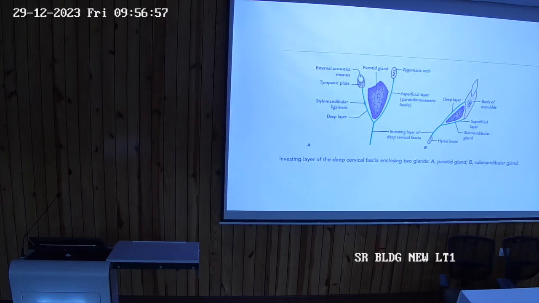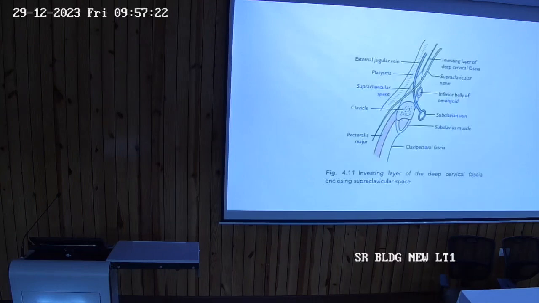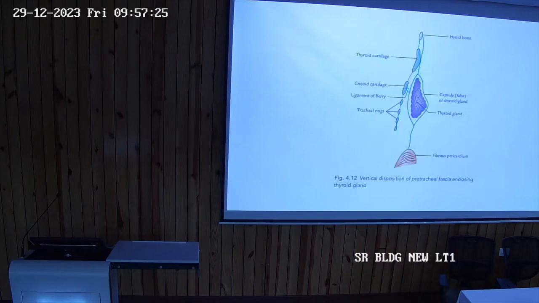When we go down, it splits to enclose two spaces: suprasternal or space of Burns, and supraclavicular. Supraclavicular में supraclavicular nerve है और external jugular vein है, ठीक है. और suprasternal में jugular venous arch है, interclavicular ligament है. Okay, so this is about the investing layer of deep cervical fascia. Now coming to the fascia which is doing less, इतना नहीं कर रहा है, that is pretracheal fascia. We'll talk about it. Just give me 2 minutes.